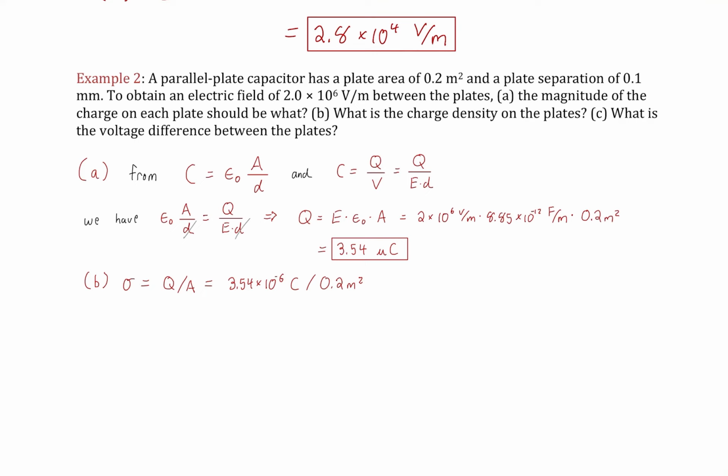All right, so then in part B, what is the charge density of the plates? I just want to make sure we use all the formulas. It's pretty straightforward. Sigma is charge density, which is just charge per area. Well, I know the charge and I know the area. I found the charge in part A, so that's easy, and the area we're given. So there we have it, the charge density, 1.8 times 10 to the negative 5 coulombs per square meter.